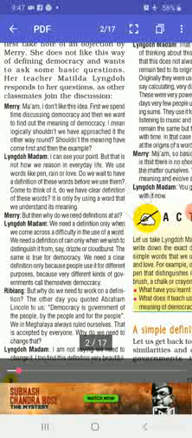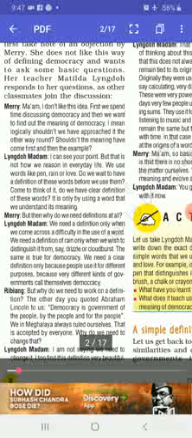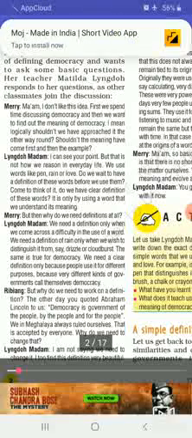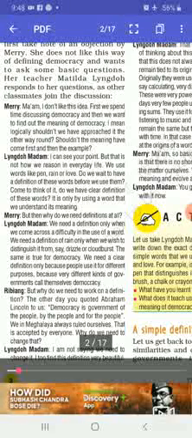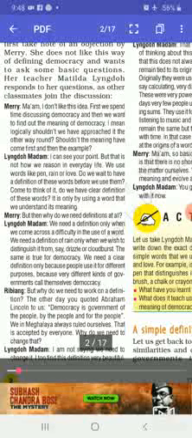We need a definition of rain only when we wish to distinguish it from, say, drizzle or cloudburst. The same is true for democracy. We need a clear definition only because people use it for different purposes, because very different kinds of governments call themselves democracy.